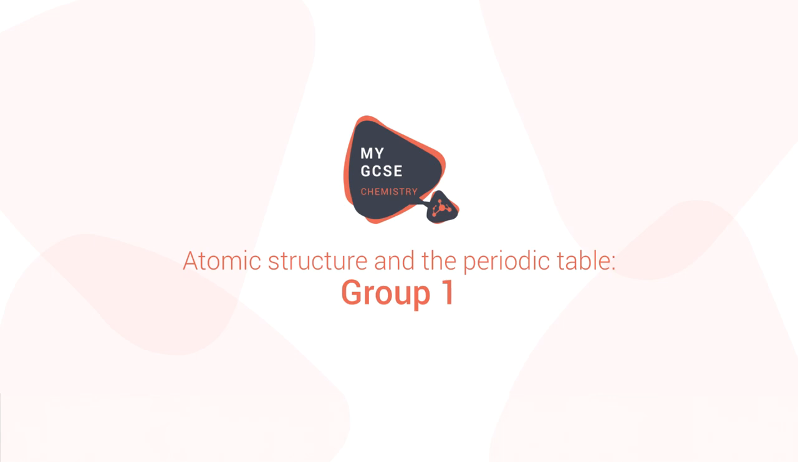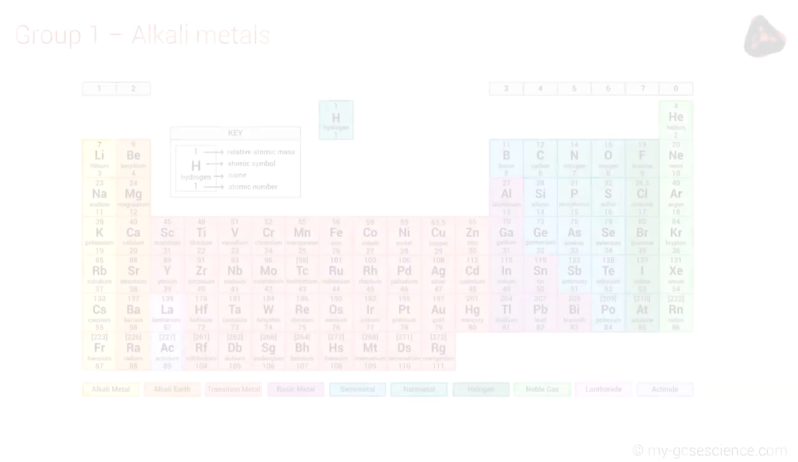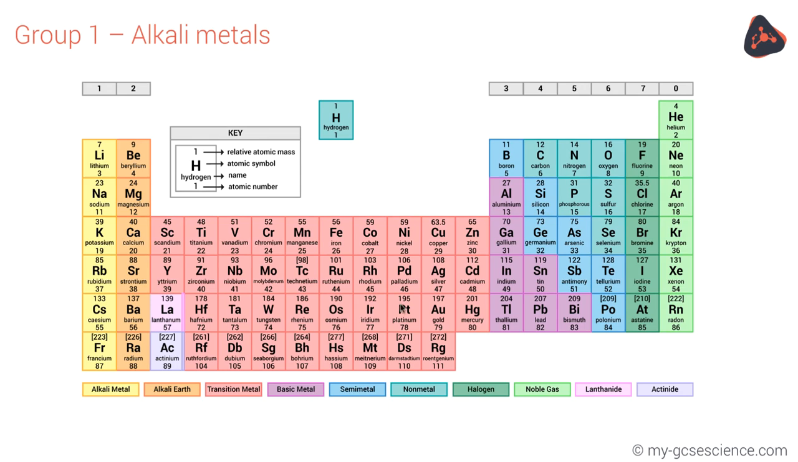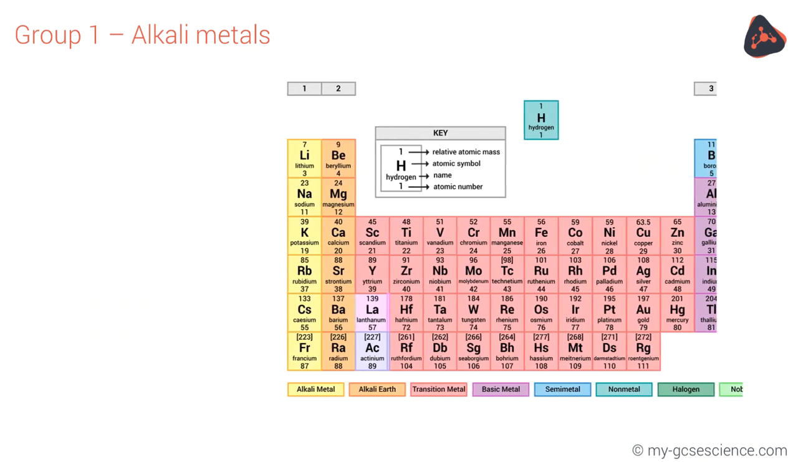Hello and welcome to a video about Group 1 elements. Group 1 is also known as the alkali metals. We know that they're metals because they're on the left-hand side of the periodic table, and these alkali metals are found in the first column of the periodic table.